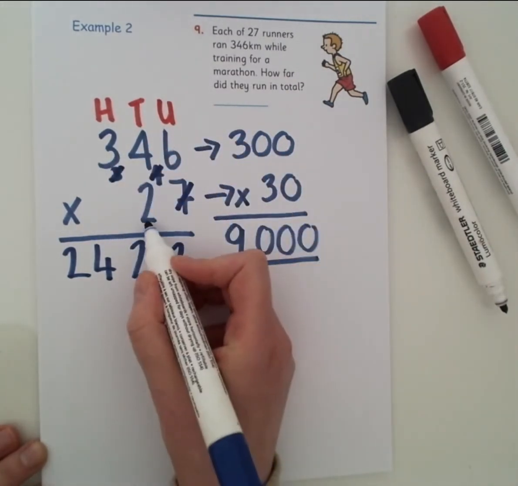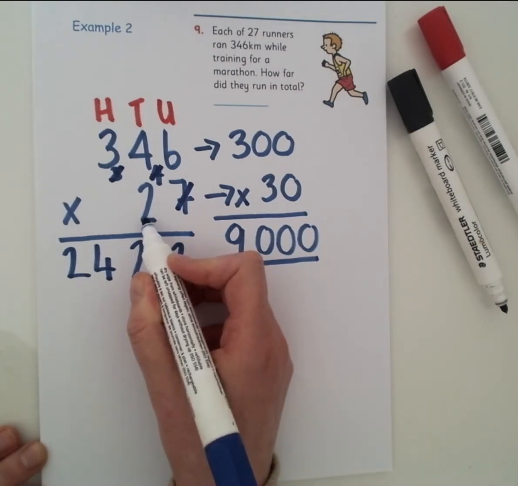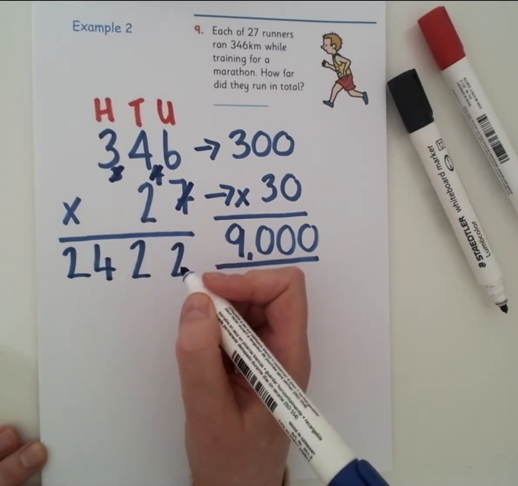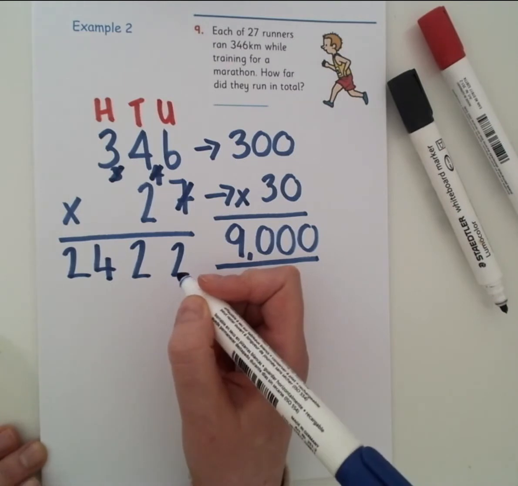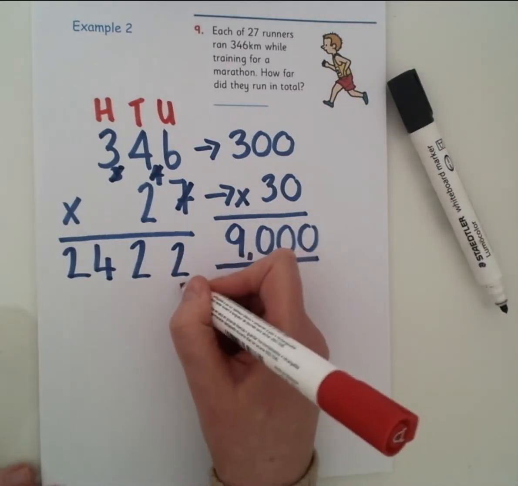So now I'm going to multiply by this 2 here, which is really 2 tens or 20. And 20 is the same as 2 multiplied by 10. So to show that I've multiplied by that 10, I put my magic 0 in red pen so it stands out.